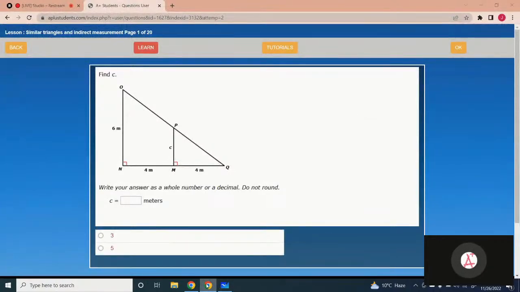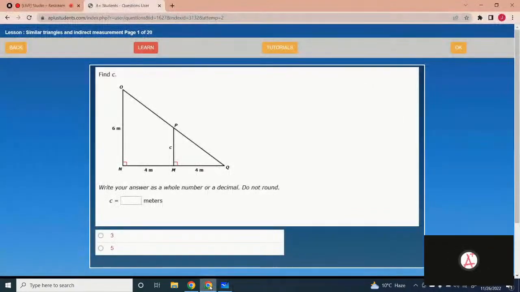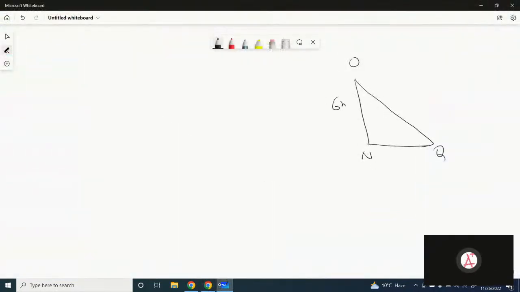N, O, Q. Here is O and here is Q. NO is 6 meters and NQ is 4 meters plus 4 meters, and it would be 8 meters. Got it? Because the length of NQ is 8 meters, 4 plus 4 is 8.